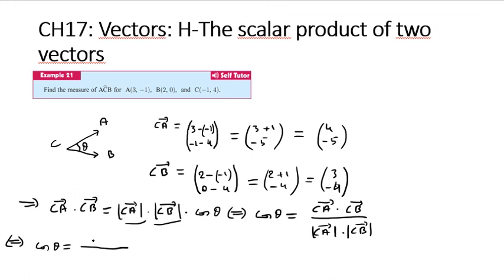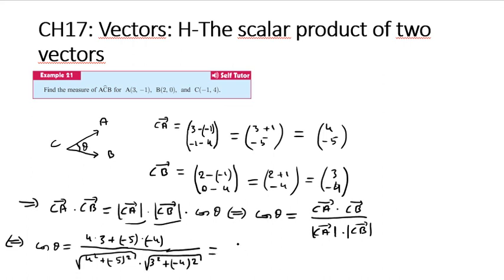The scalar product of the vector CA and CB will be equal to the x component of the vector CA times the x component of the vector CB plus the y component of the vector CA, which is minus 5, times the y component of the vector CB, which is minus 4. And the magnitude of the vector CA is the square root of 4 squared plus minus 5 squared, times the magnitude of the vector CB, the square root of 3 squared plus minus 4 squared.